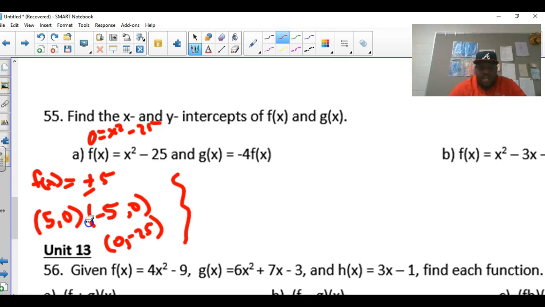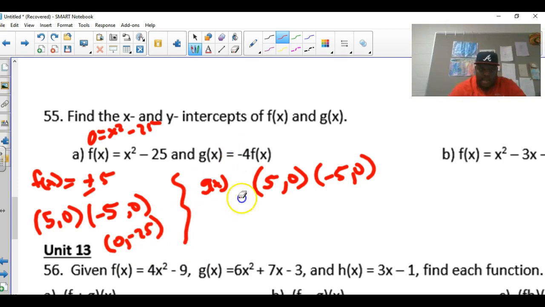That affects the y, so it's negative 4 times this one. The x-intercepts don't change. So the x-intercepts for g of x are still 5, 0 and negative 5, 0. The y-intercept, however, is multiplied by negative 4. So if I take this y and multiply by negative 4, that's going to be 0, 100. Negative 25 times negative 4 is 100. So there's your y-intercept, guys.